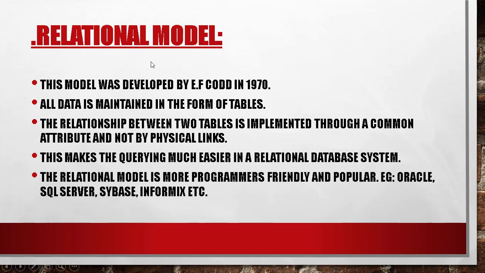The next type of database model is the relational model. This model was developed by E.F. Codd in 1970. All data is maintained in the form of tables. Tables are nothing but rows and columns. The relationship between two tables is implemented through a common attribute and not by physical links. This makes querying much easier in a relational database system. The relational model is more programmer friendly and it is popular. Examples of the relational model are Oracle, SQL Server, Sybase and Informix, etc.